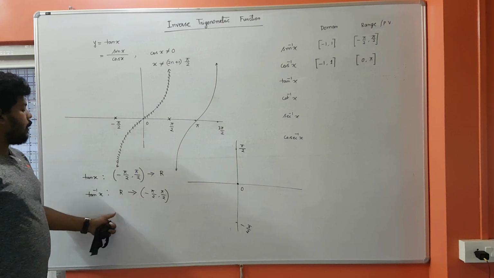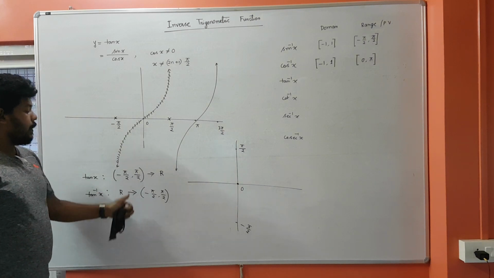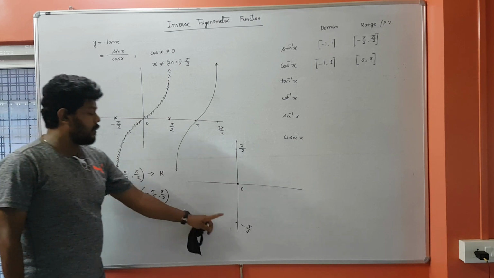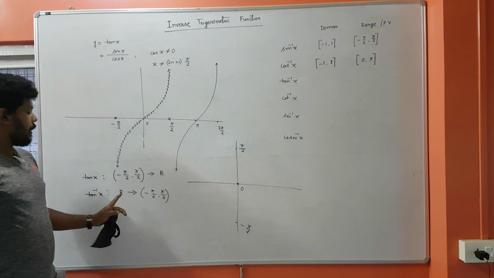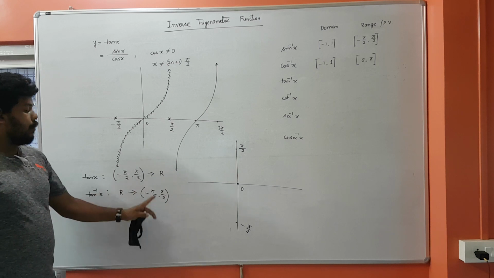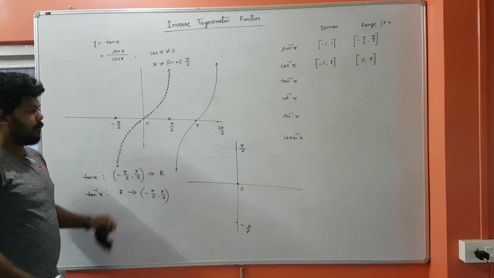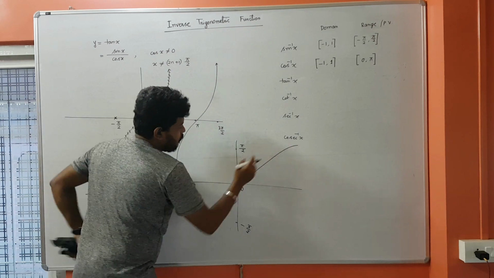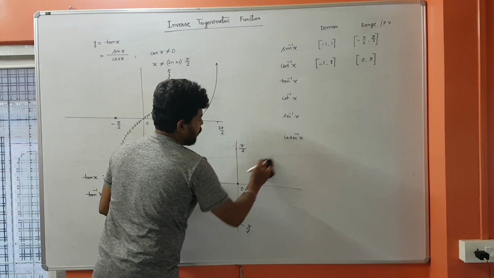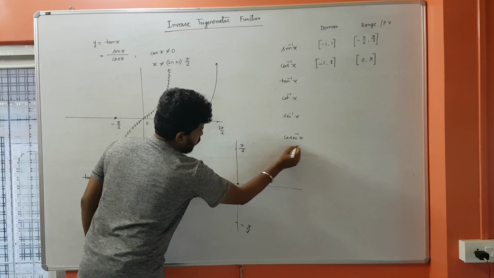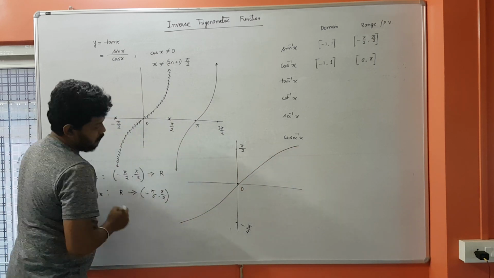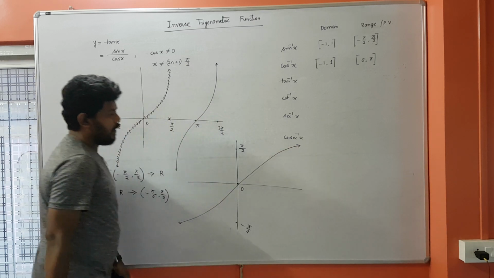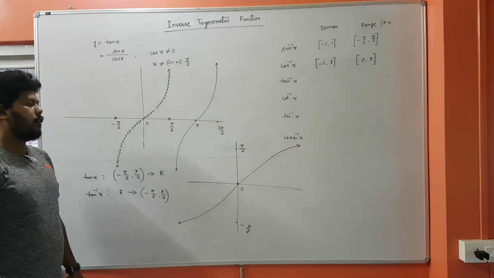When x equal to minus infinity, the value of tan inverse of x will be equal to minus pi by 2. And for x equal to plus infinity, the value of tan inverse x will be equal to plus pi by 2. The value is like this. This is your graph of tan inverse of x.